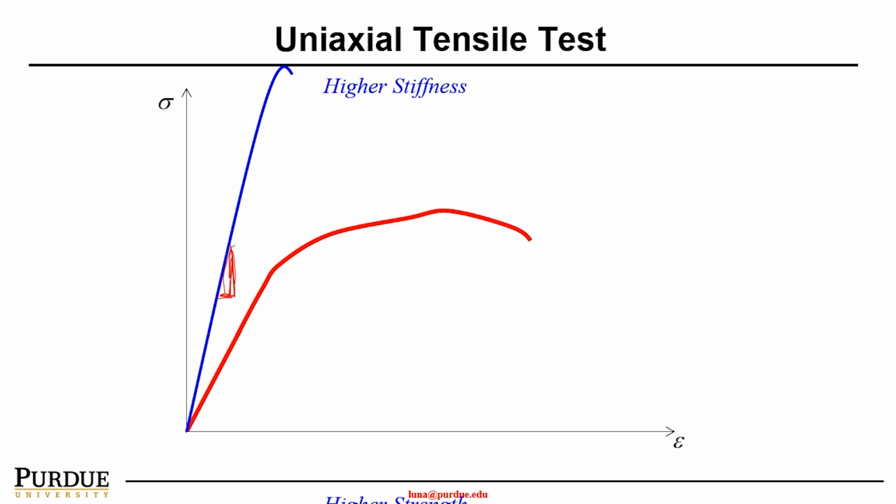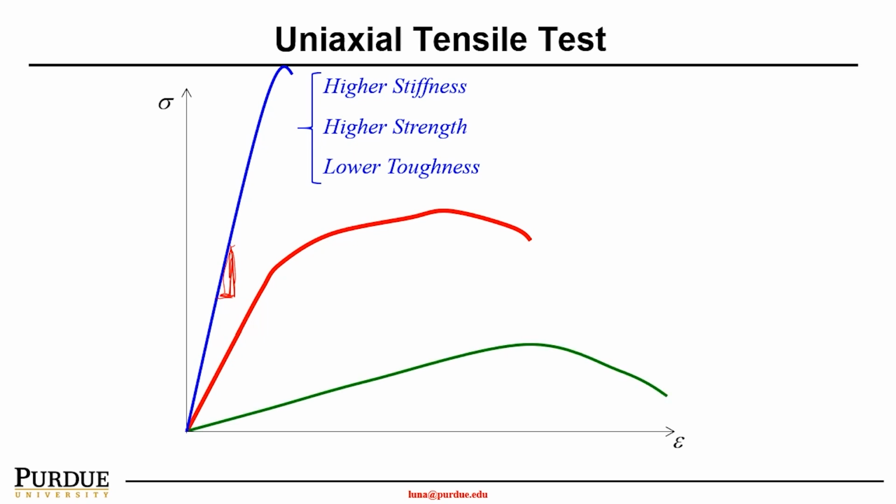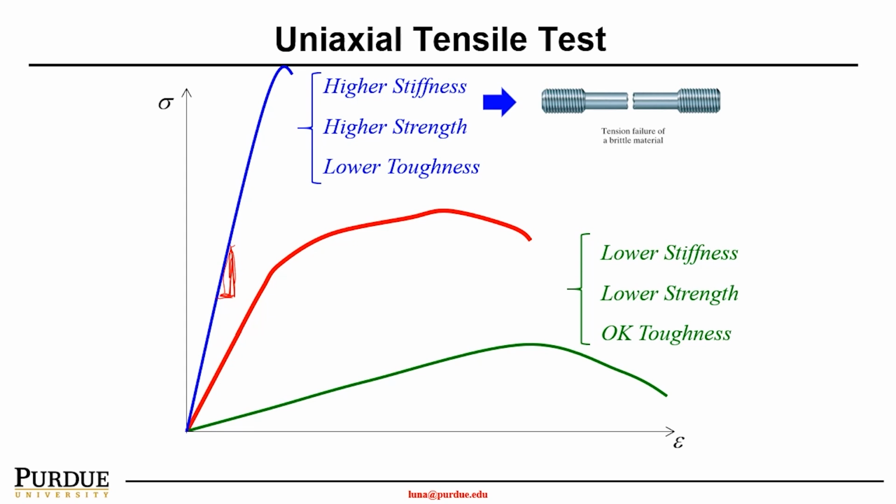So as such, the material will present very high stiffness and high strength, however, a lower toughness, because the area under this curve has drastically reduced, such as carbon fiber. As shown here, in the tension failure of a brittle material, we can see a very nice, clean fracture surface, and then all of a sudden it breaks into two pieces.